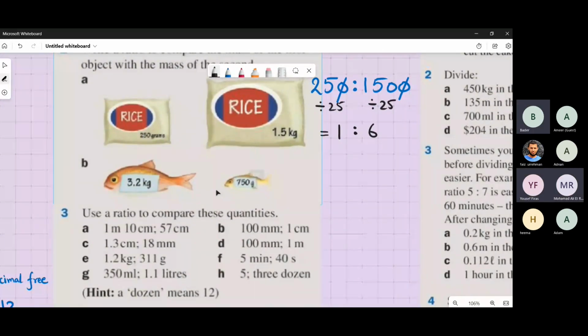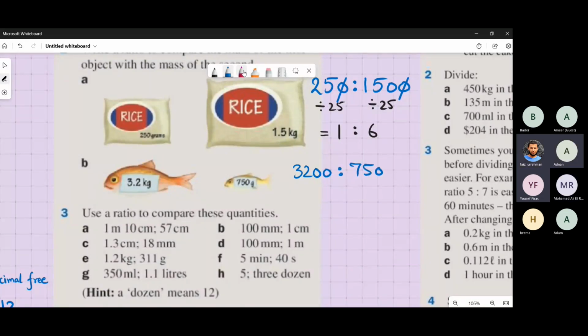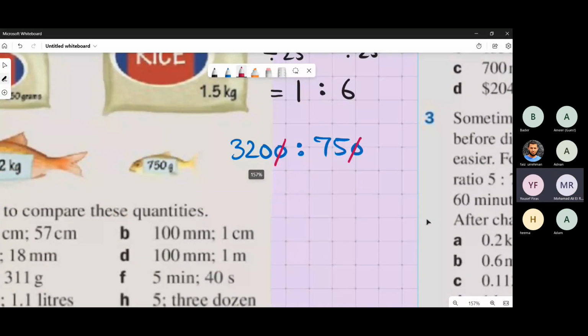What about this one? 3,200 grams, 200 grams to 750 grams. We cancel the last zero. 200 to 75. Can we simplify? You can't. I think you can't. No, we can. We can divide by 5.